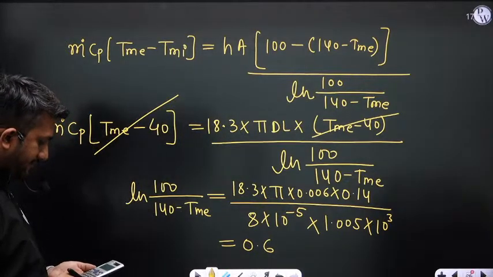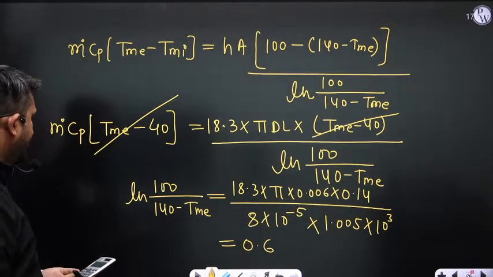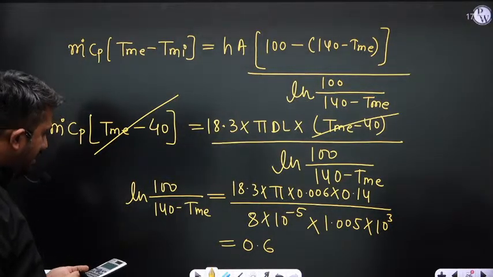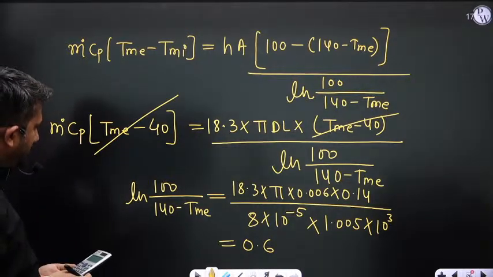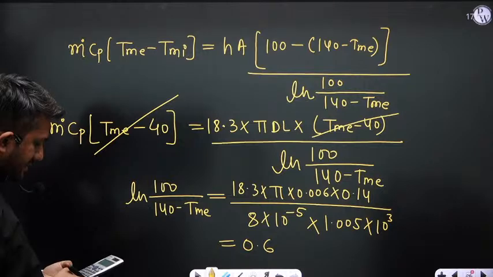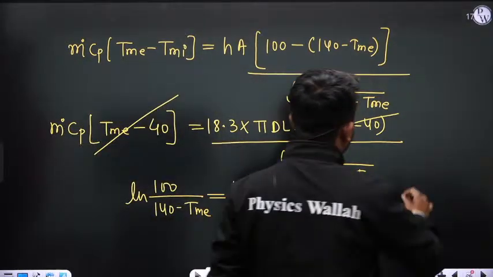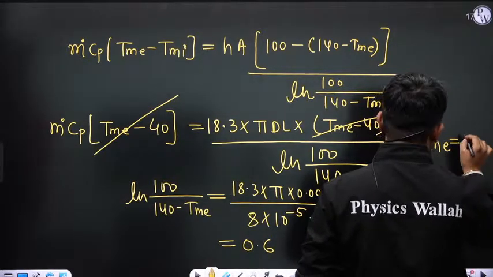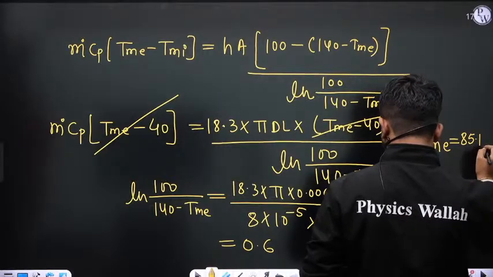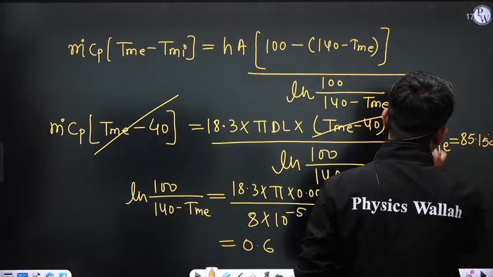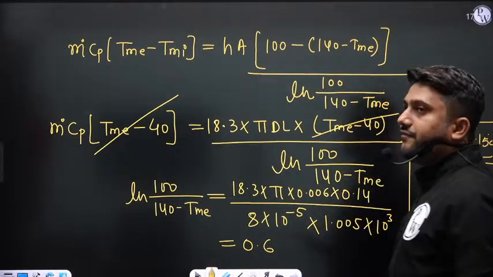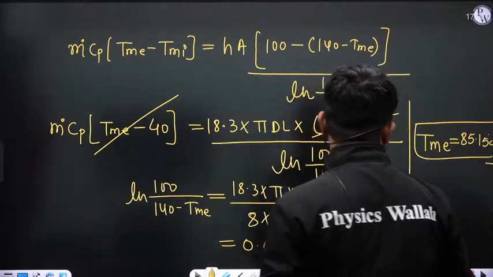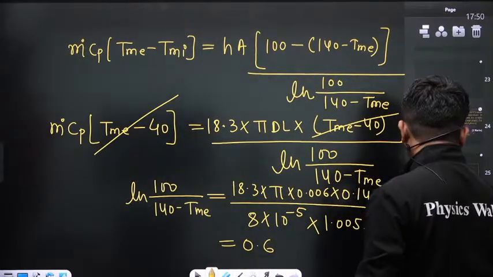So e to the power 0.6 equals 100 divided by 140 minus TME. So this TME is 85.15 degrees Celsius. This is the answer. This is the TME, 85.15 degrees Celsius. This is the correct answer.